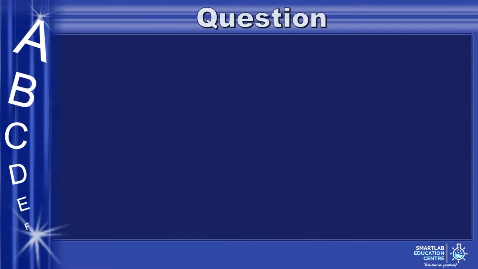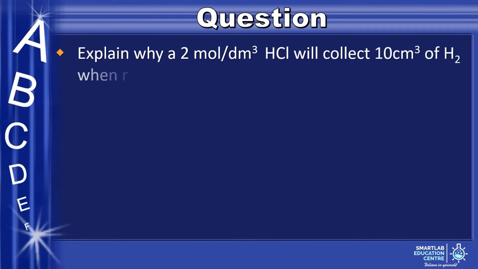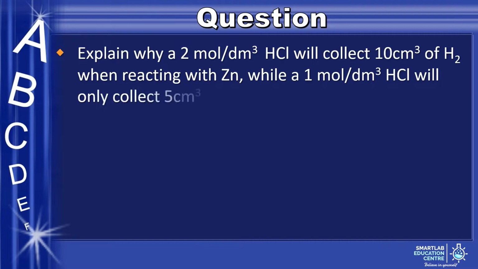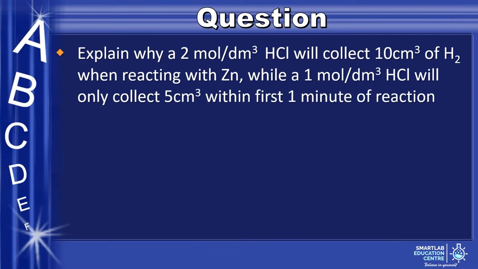Let's look at some questions. Explain why 2 moles per dm³ HCl will collect 10 cm³ of hydrogen when reacting with zinc, while 1 mole per dm³ HCl will only collect 5 cm³ within the first minute of reaction. It is because due to a higher concentration, there will be a higher rate of reaction.